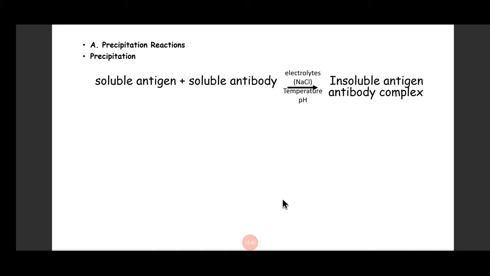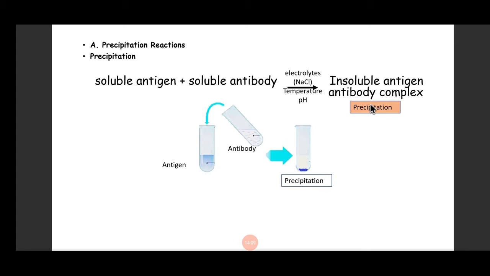When antigen is soluble and antibody is also soluble, and when we mix them, they result in an insoluble antigen-antibody complex. This insoluble complex will settle down in the test tube, and this is called precipitation. And this reaction is called a precipitation reaction. So this is a very simple type of observable effect of antigen-antibody reaction, and it is extensively used for the detection of antigen, for the detection of antibody, or for the identification of antigen. Right.